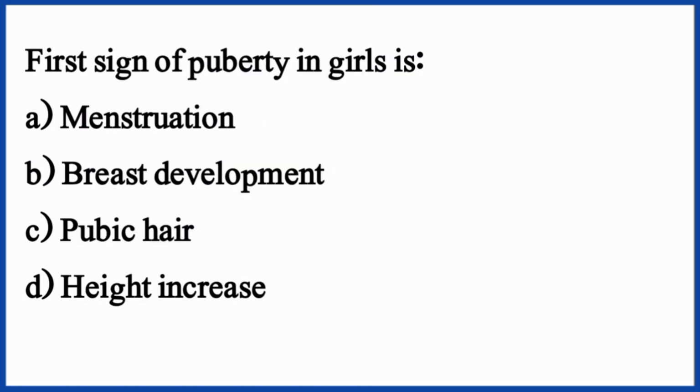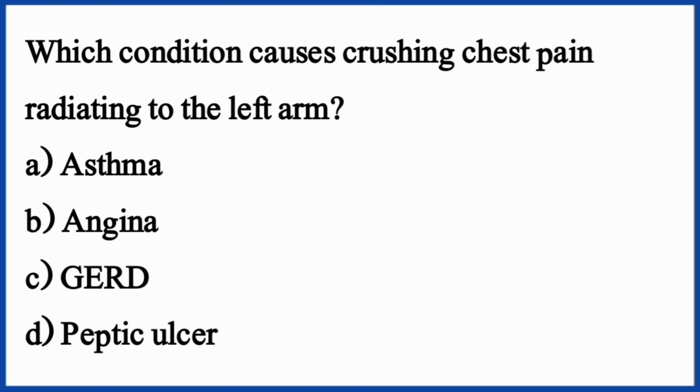First sign of puberty in girls is. The correct option is option B, breast development. Which condition causes crushing chest pain radiating to the left arm? The correct option is option B, angina.